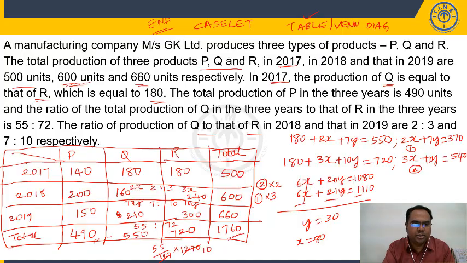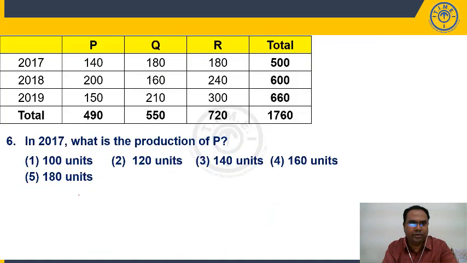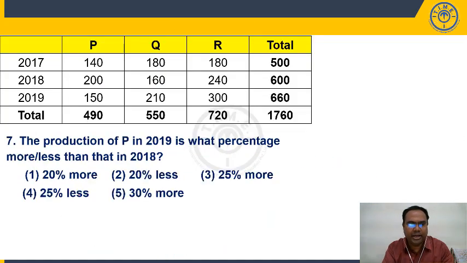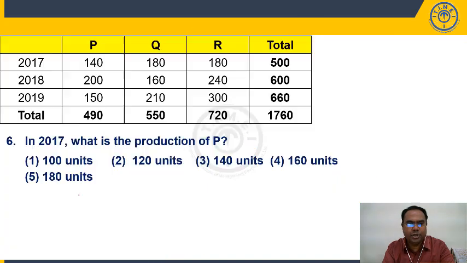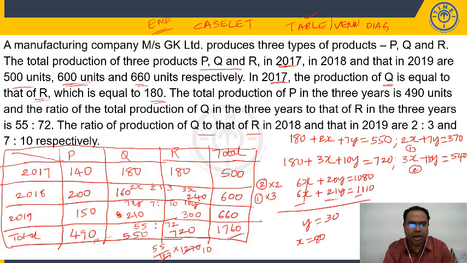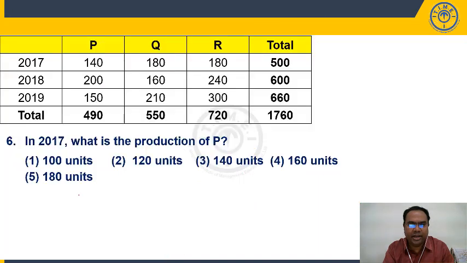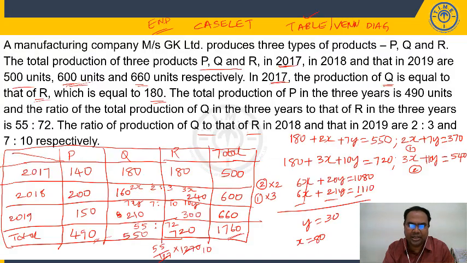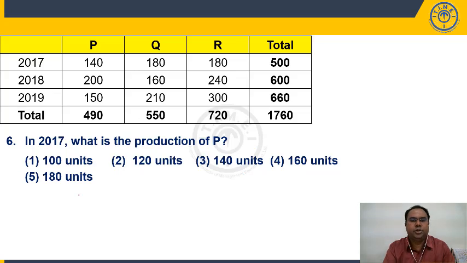These are the values. Let us look at P: 140, 200, 150. 140, 200, 150. We got 490. Let us take up Q: 180, 160, 210. 180, 160, 210, 550. R: 180, 240, 300. 180, 240, 300, 720. 500, 600, 660, 1760. Right. So we got all the values.